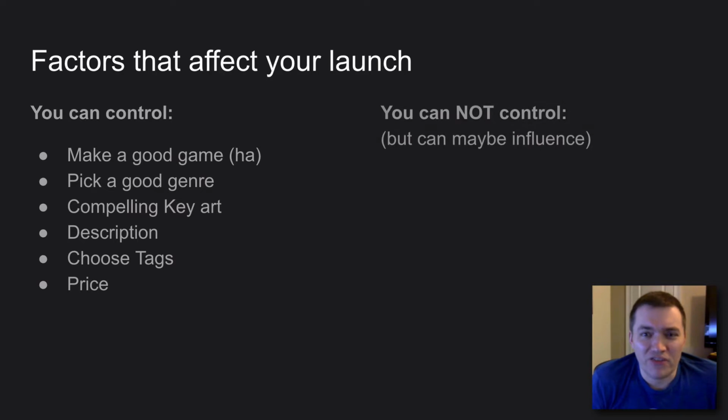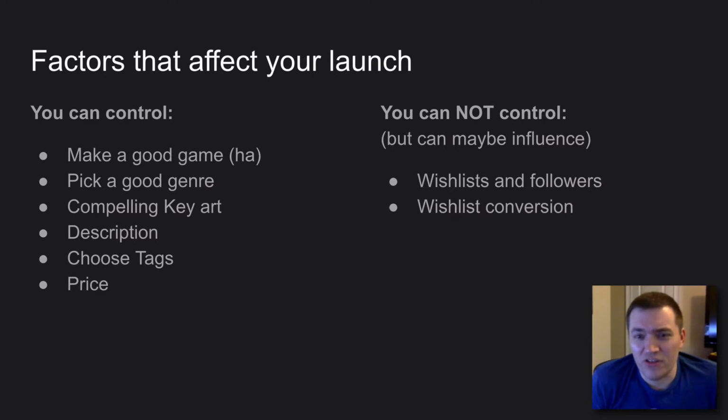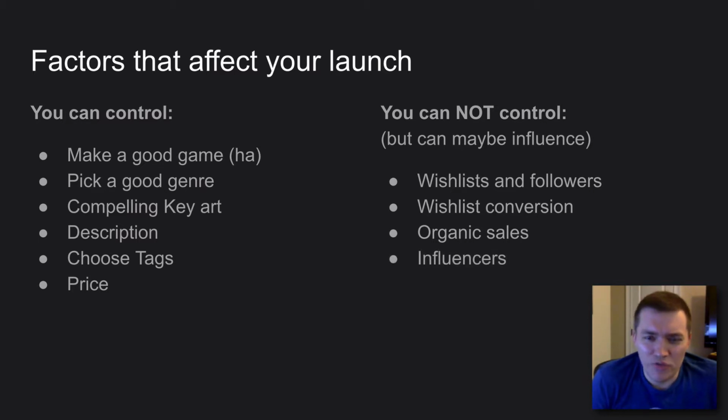Set the right price. Then there are some things that you really can't control, but you can kind of influence in different ways. Wishlist and followers, we mentioned that before. Wishlist conversion, now this is how many people that are on your wishlist actually buy the game. Organic sales, so this would be sales that come directly from Steam. Influencers, so if a streamer decides to play your game, to some extent you can't control that, but there are some ways you can kind of help yourself.